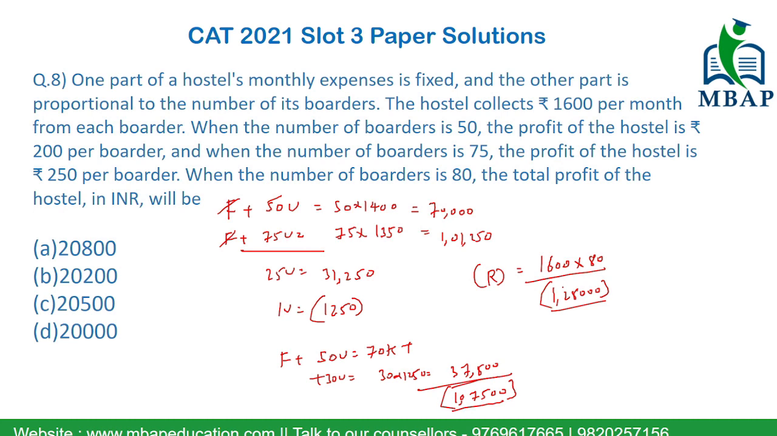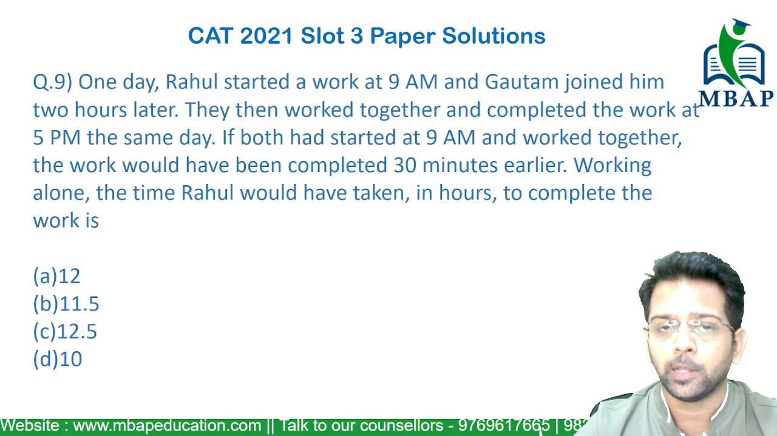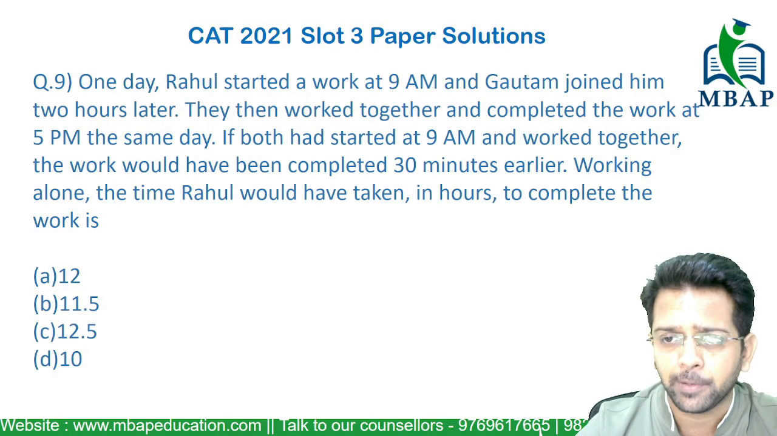Now 1 lakh 28,000 is my revenue. 1 lakh 7,500 is my cost. So my profit will be the difference of them, which will come out to be the value as 20,500. By doing the simple partly fixed and partly variable concept, you have understood the final amount of the profit with 80 people staying inside will be 20,500 in the end. Let's take a look at the next question, an easy and mid-level question.